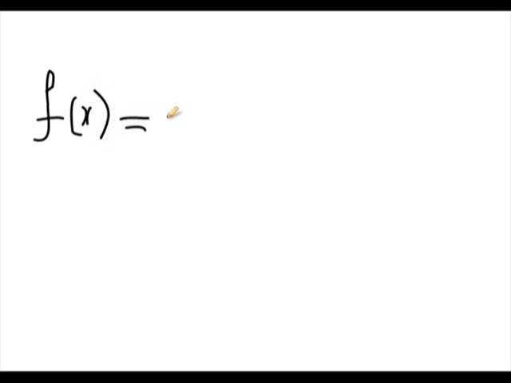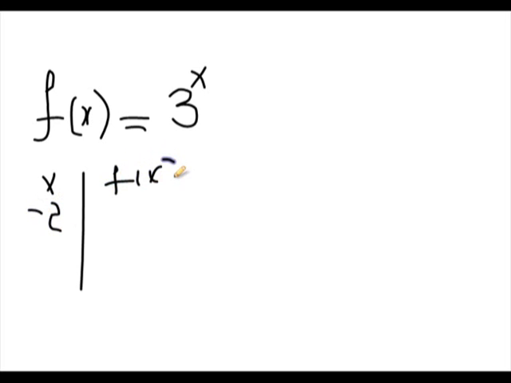Remember, the base can be any positive number. Let's say I have f of x equal 2 to the power of x. Let's say if I took a negative value, minus 2, for x. This is what I'm going to have for f of x: 3 to the power of minus 2.